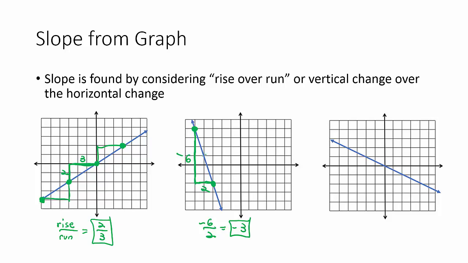I can go down 3 over 1, and there's a point. Down 3 over 1, there's a point. That slope of negative 3 is going to remain constant all the way through, regardless of the points I pick.